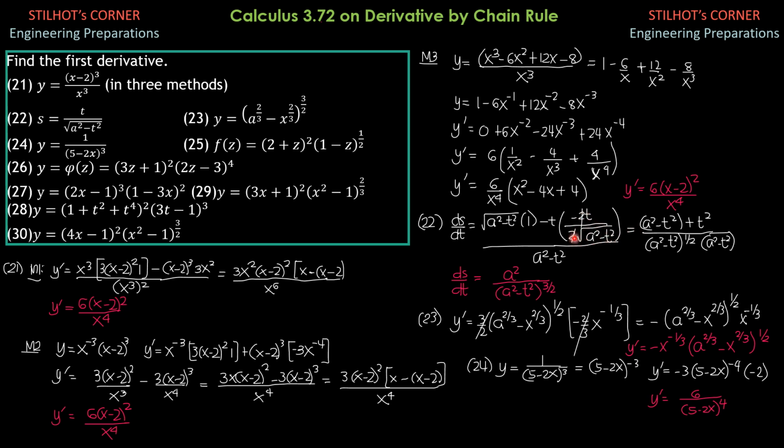We can cancel 2 and simplify this by cross multiplication. So we have square root of a square minus t square becomes a square minus t square. Then negative t times negative t is positive t square, all over. So the denominator would now be a square minus t square times square root of quantity a square minus t square, or quantity a square minus t square to the 1/2 times this a square minus t square.